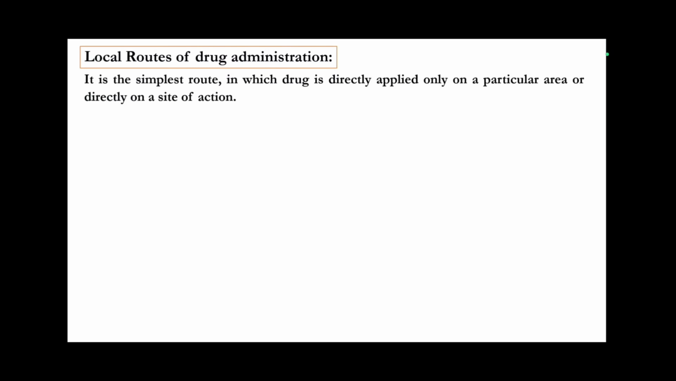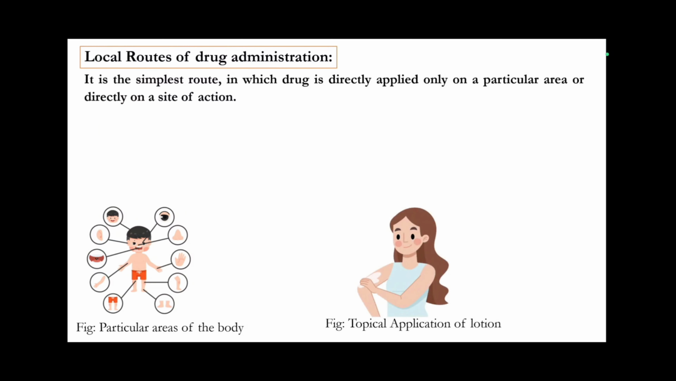Local route. The local route is a simple route in which the drug is applied directly on a particular area or directly on the site of action. For example, if a patient gets skin rashes on the hand, then the patient will apply medicated ointment where the rashes are present, not any other part like leg or face. Under the local route of drug administration, we are going to study the topical route, nasal route, vaginal route, urethral route, rectum and anal canal route, auricular route, intra-arterial route, and depot tissue route.